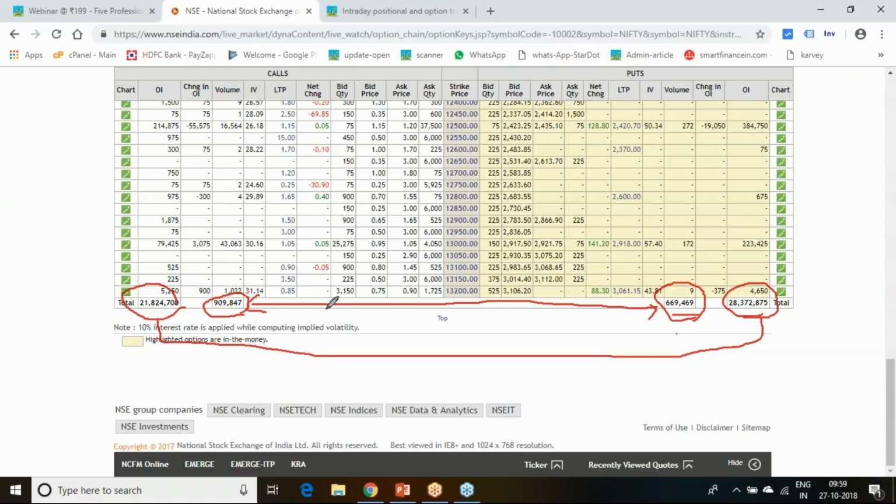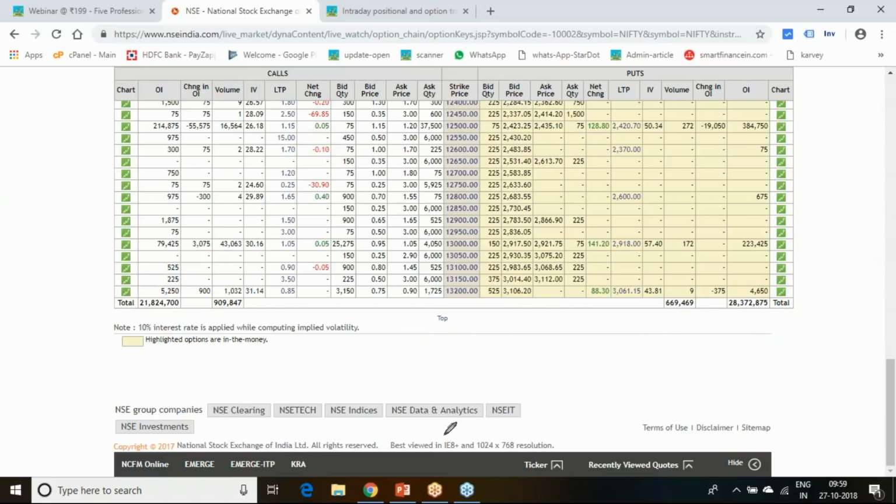So once we talk about the PCR, put call ratio, the put contracts, 28,372,875, must be divided by 21,824,700. So this is the difference you get as PCR. Same way, through volume also you can get it.